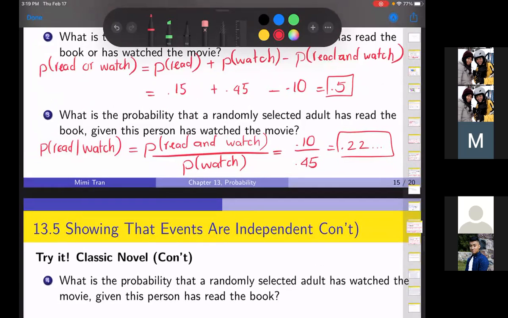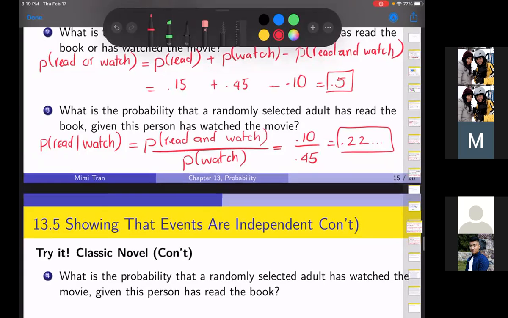Now on your homework, they don't always say given. It's a little bit more ambiguous, but you just gotta read it carefully. Whenever you see two events, then it likely is conditional. Something happened first and then something else. All right, number 4.